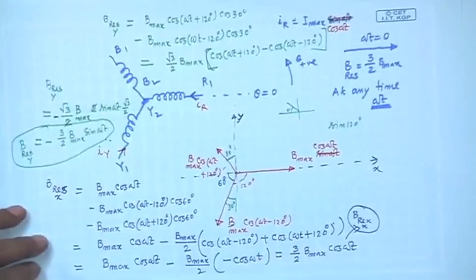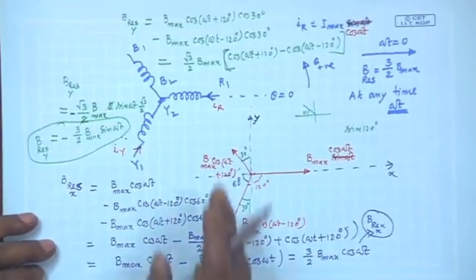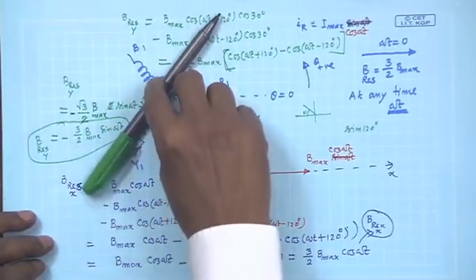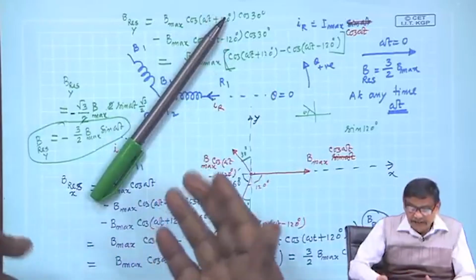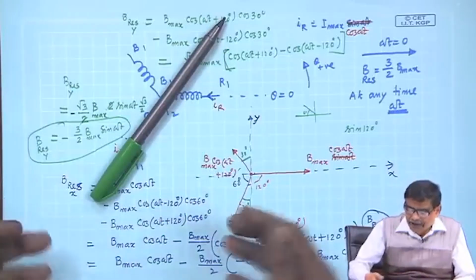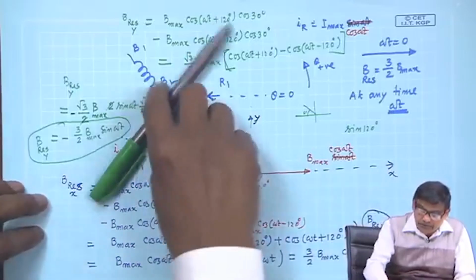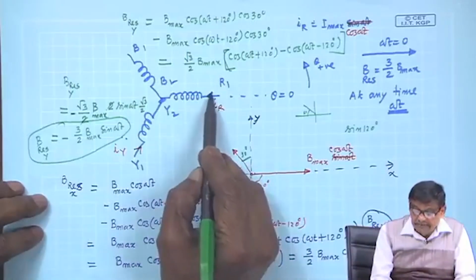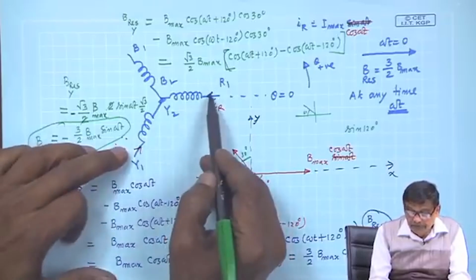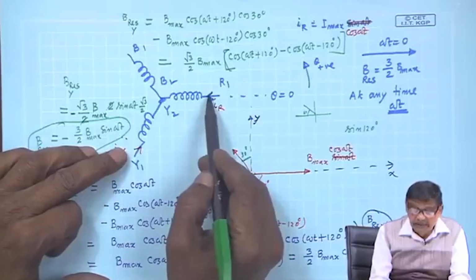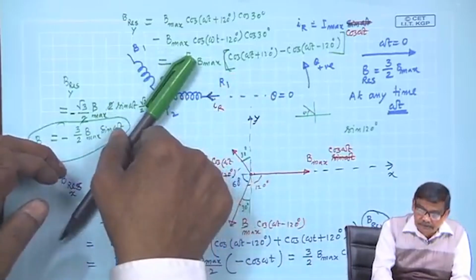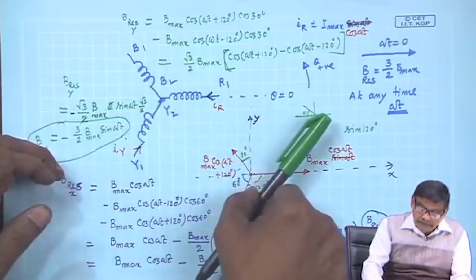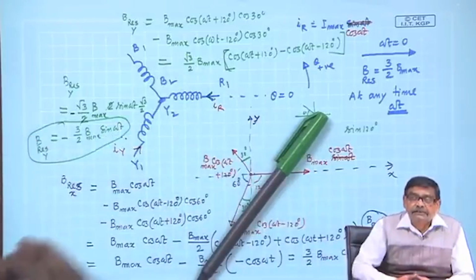Some people say, in language, they say the resultant field will move from leading phase current to lagging phase current. I mean, forget about all mathematics, it boils down to if R phase is leading with respect to Y phase, then from leading to lagging phase it moves. Strength is 3 by 2 B max.